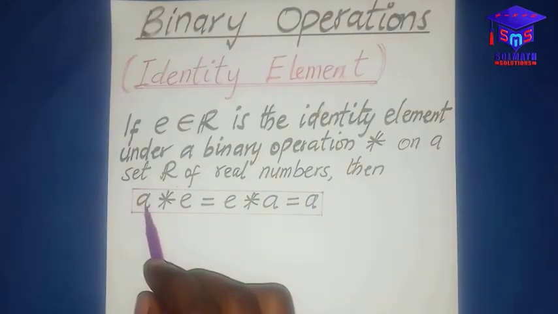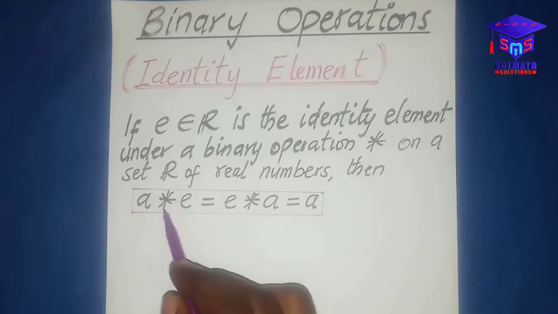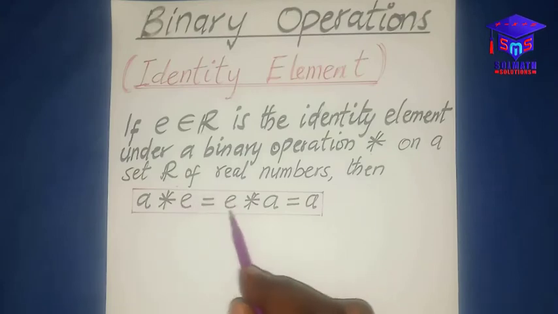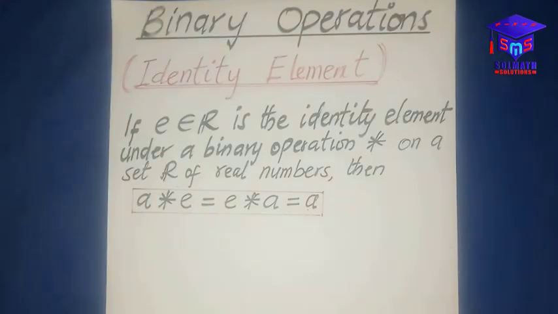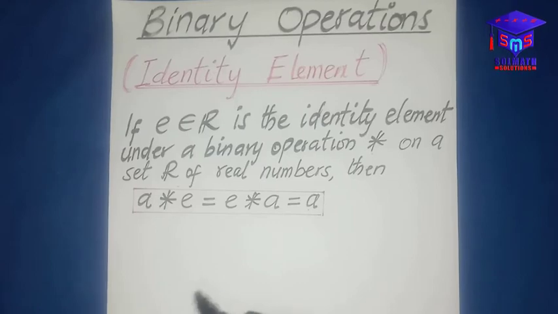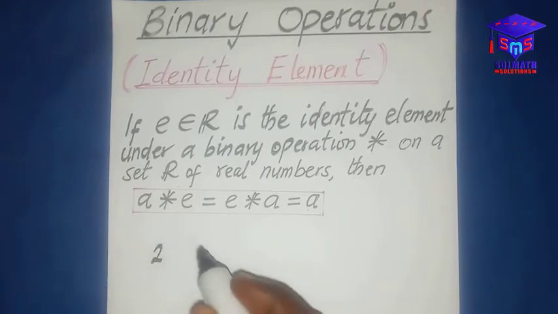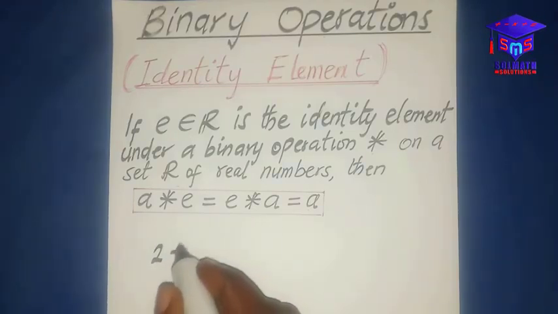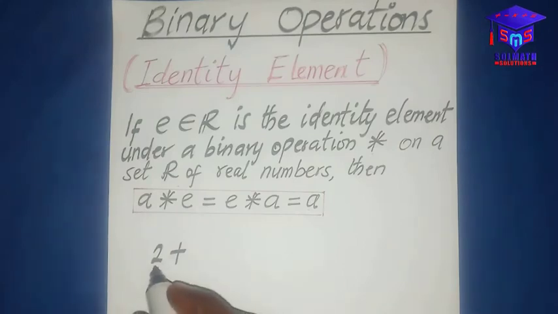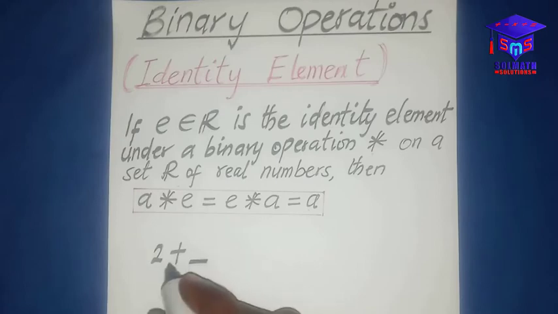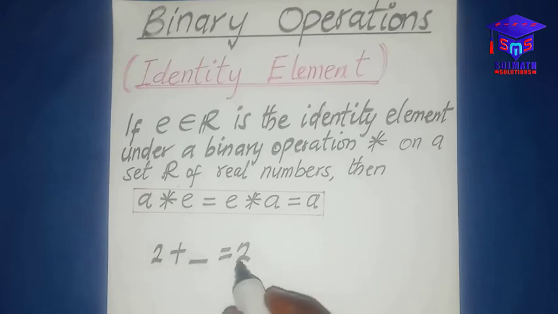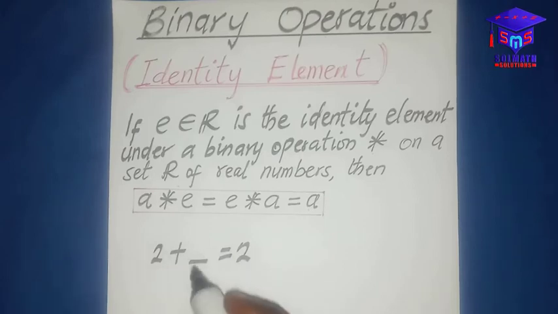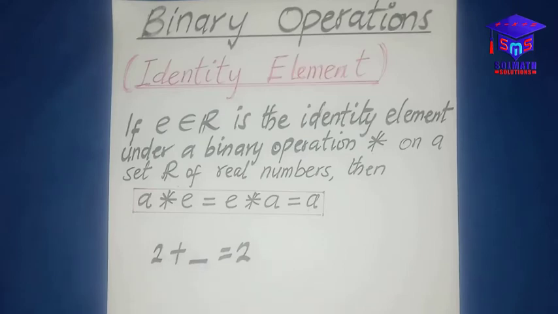Then when we combine any number A with the identity element E, or when we combine the identity element with a certain number, we should get that same number. So in basic terms, for example, if you have a number like 2 and you choose the operation addition, if you combine this number 2 and the identity element with addition, you should get the same number 2. So what number do you think we are going to add to 2 to get the same number 2?